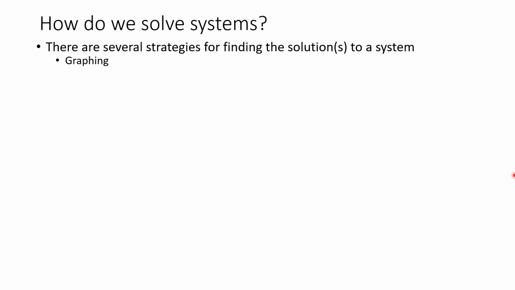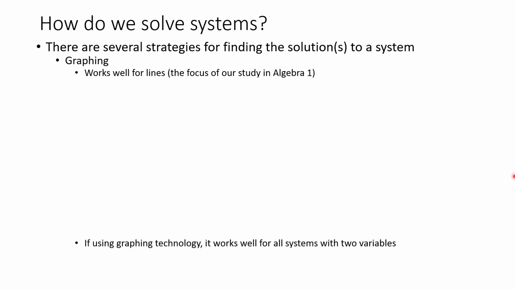Now, here's the deal with graphing. Graphing works well for lines, which is the focus of our study in Algebra 1. Algebra 1 is dominated by a study of lines, and solving systems by graphing lines is actually not too bad to do. It does require usually some graph paper and a ruler to make sure that it's going to work, but generally lines aren't too bad.